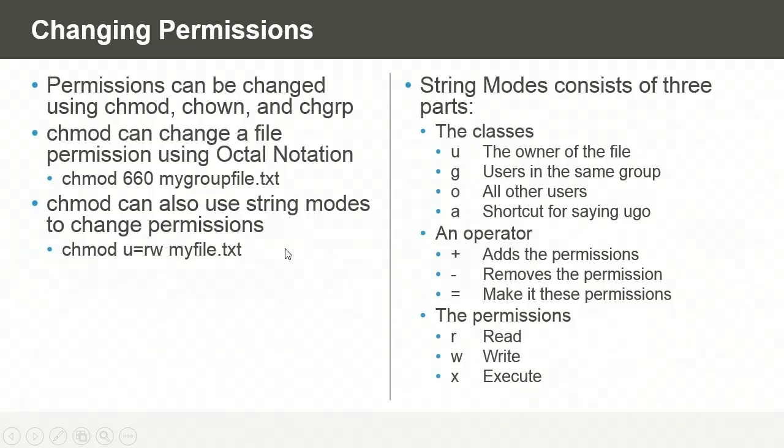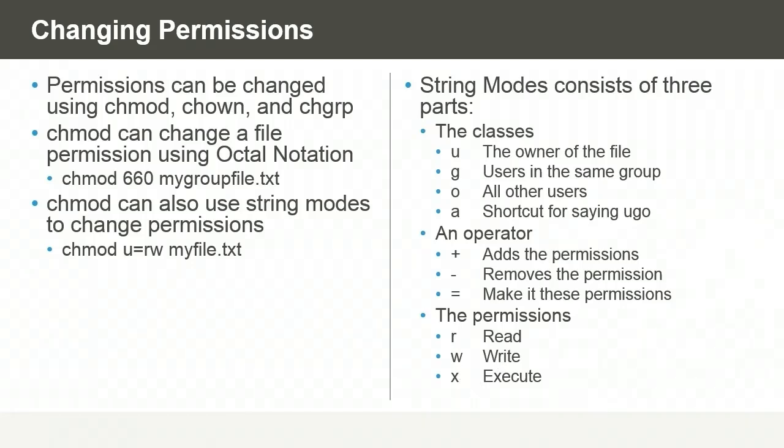Now in our example, we used an equal sign to set the permissions, but we could use a plus sign to add permissions, a minus sign to remove permissions. The permissions, of course, are r for read, w for write, and x for execute.